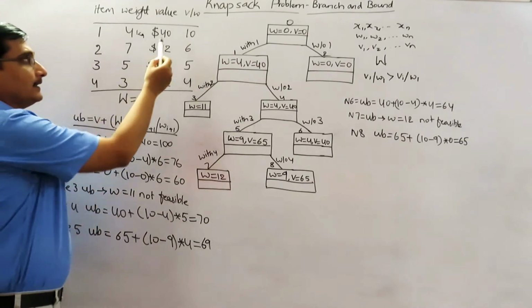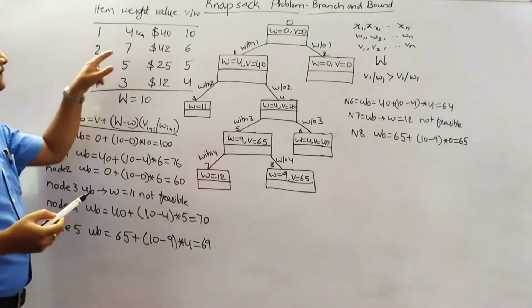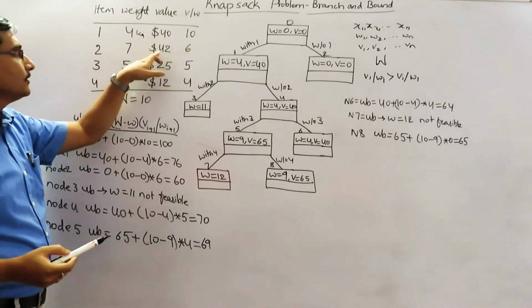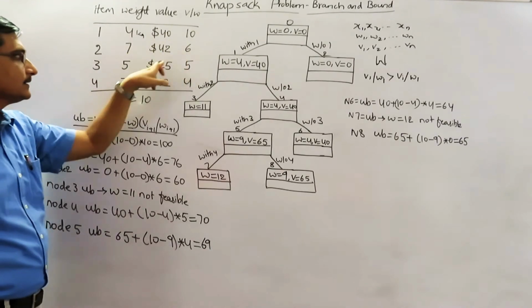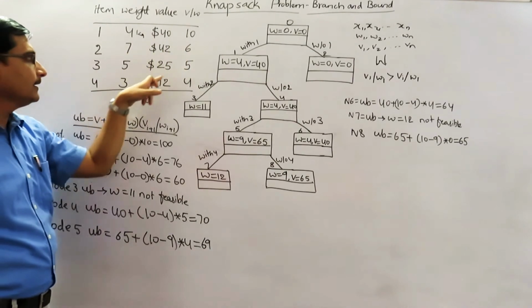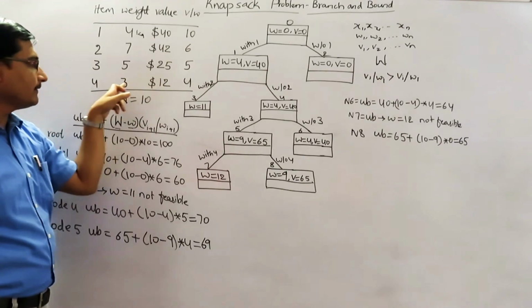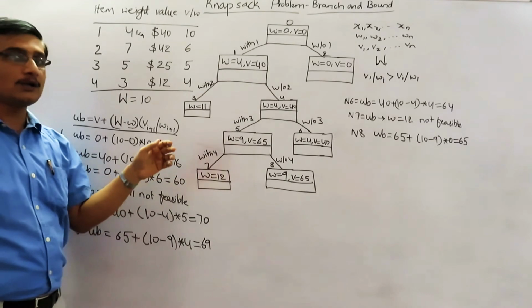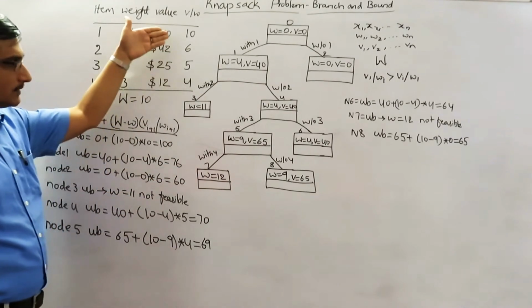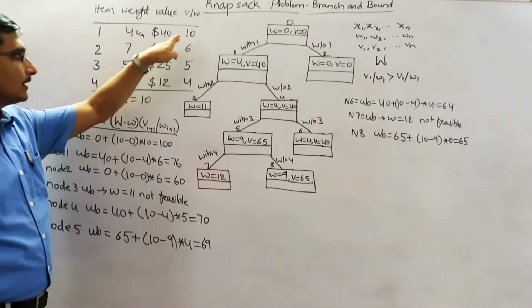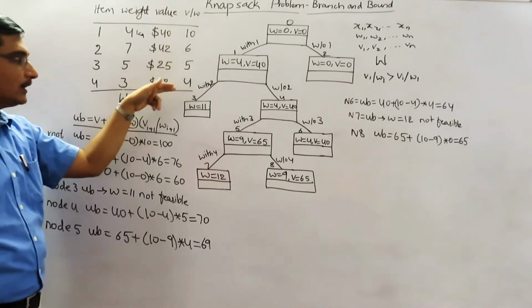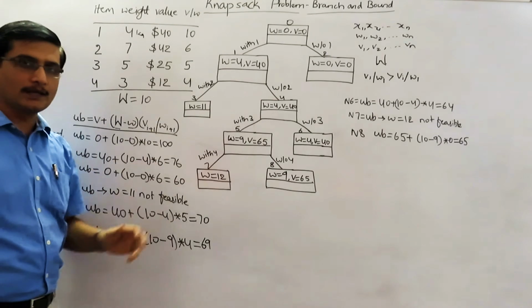Then we need to find the value to weight ratio. The value is 40, 40 divided by 4 is 10, 42 divided by 7 is 6, 25 divided by 5 is 5, and 12 divided by 3 is 4. We need to arrange them in decreasing or non-increasing order. Of course, they are already in decreasing order, 10, 6, 5, 4, so that we can go from the first item to the last item and go on including them in the bag.